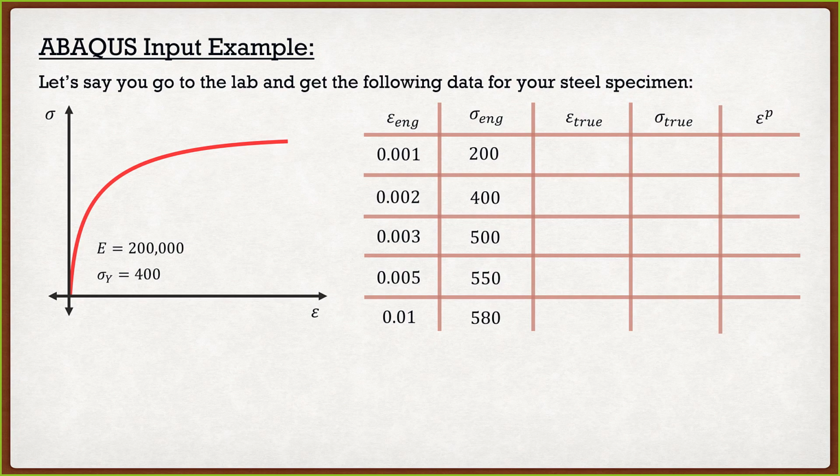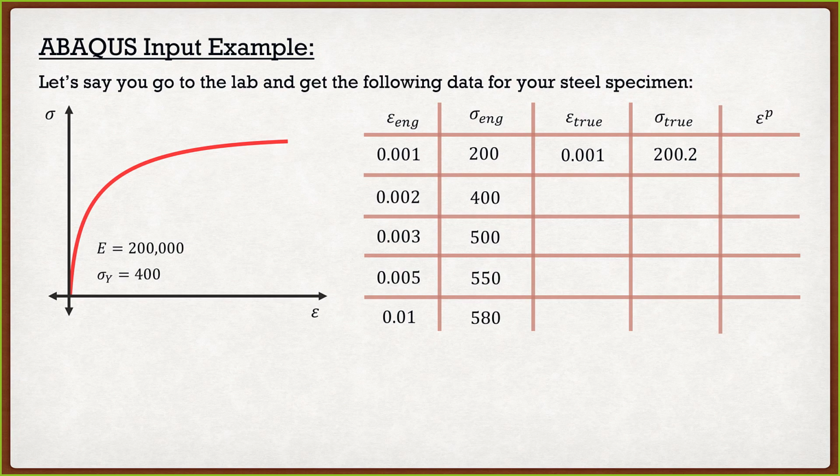So if we look at this, you're saying, all right, I have my behavior, but now I want to try and model this in ABAQUS. Well, the first thing that we said that we need is our true stress and our true strain. Now, you're saying, well, Clayton, this is no problem at all. We have nice formulas for true stress and true strain. If I look at my engineering strain of 0.001 and engineering stress of 200, I just throw those into my formulas and I can get my true stress and my true strain values.